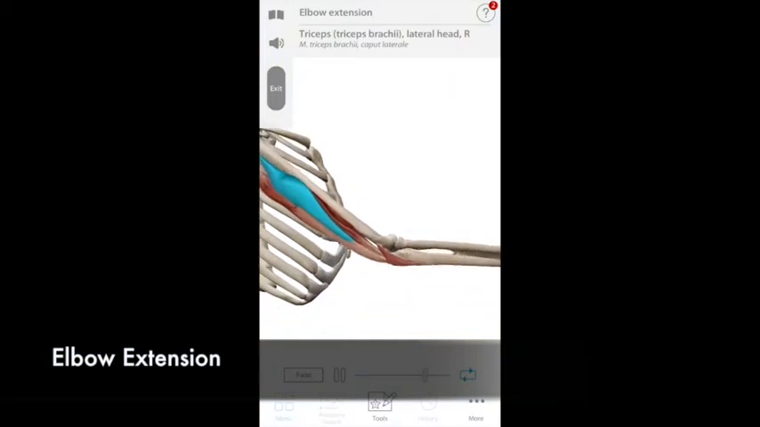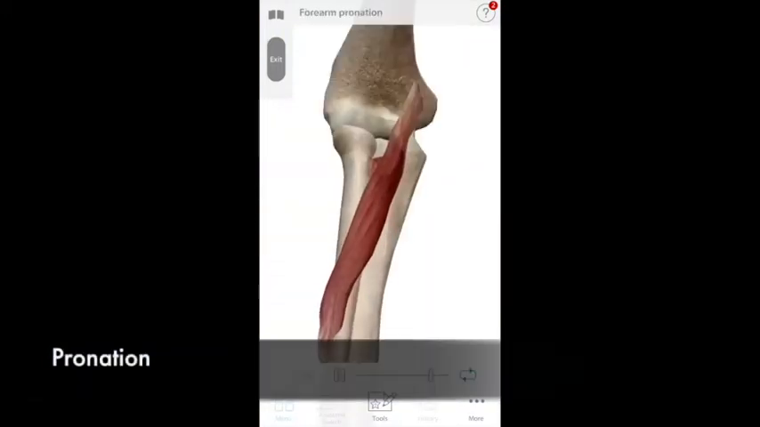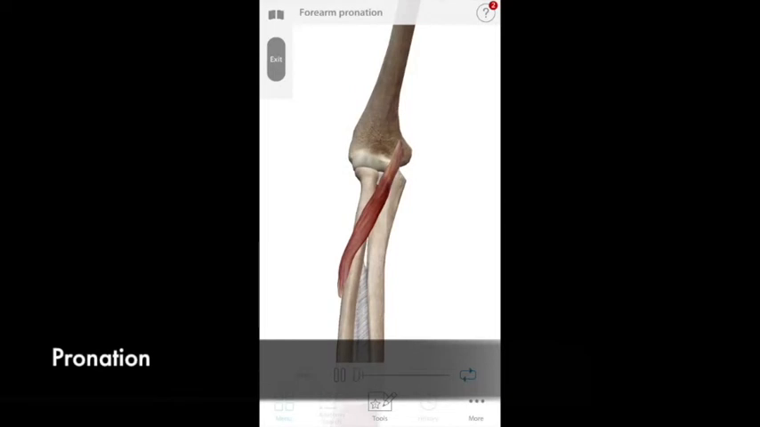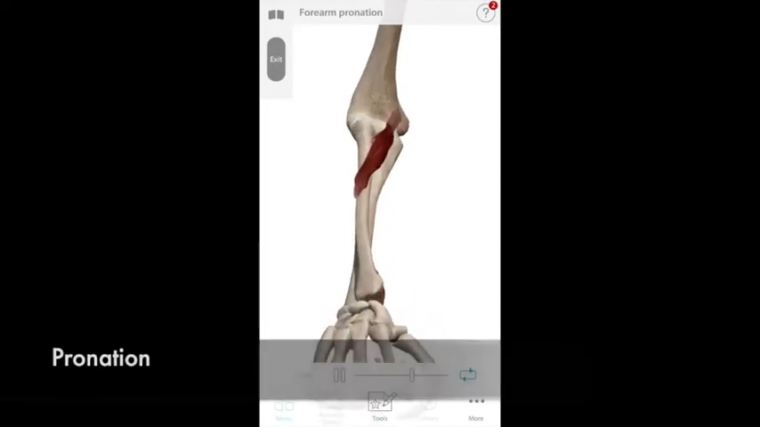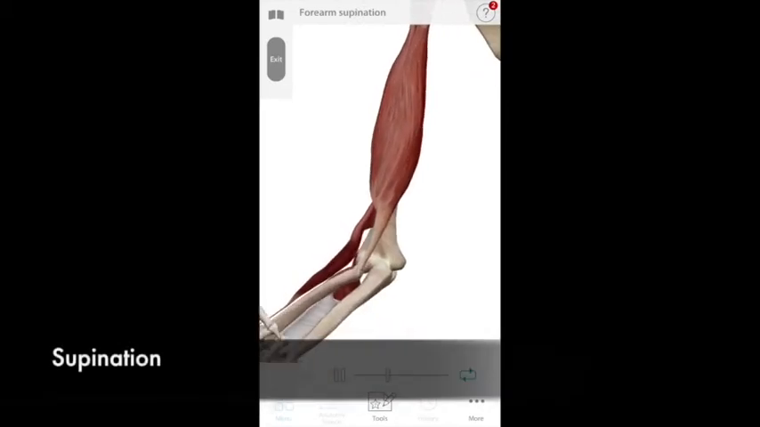Also, just distal to the elbow joint, you'll have those rotational movements around the radial ulnar joint, pronation and supination, right?